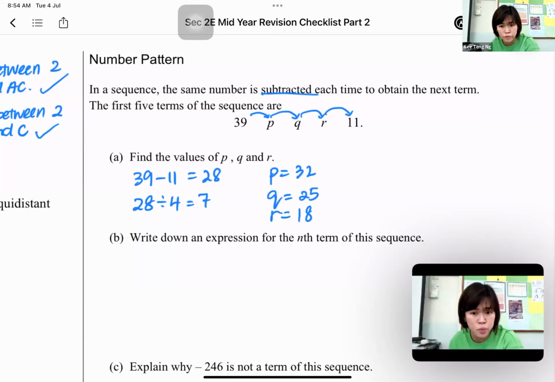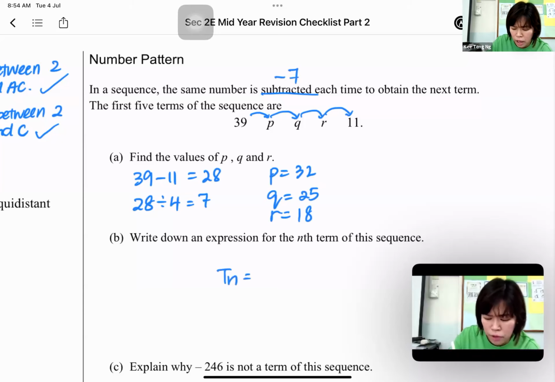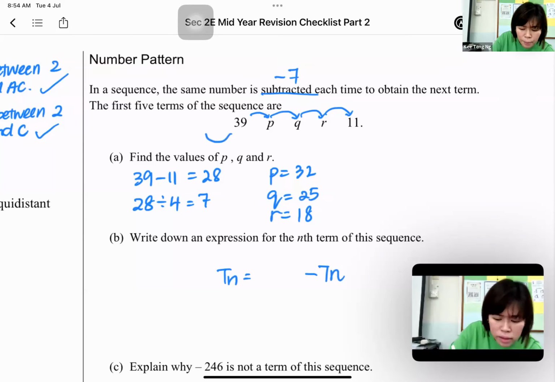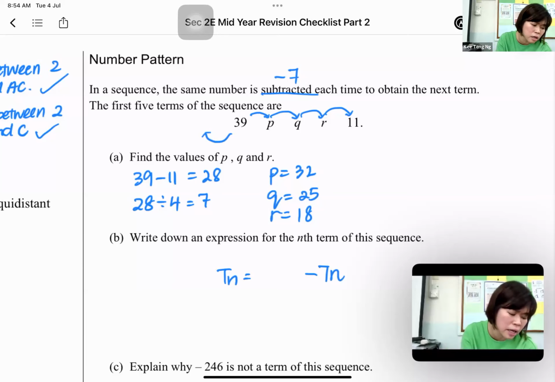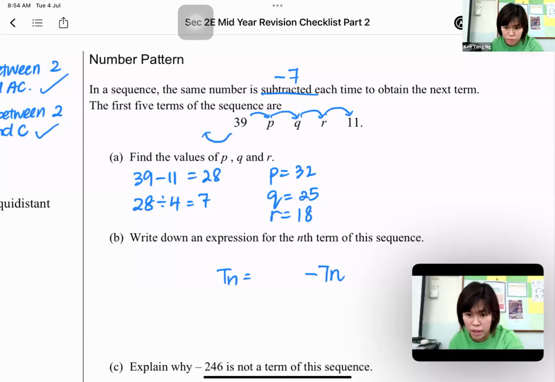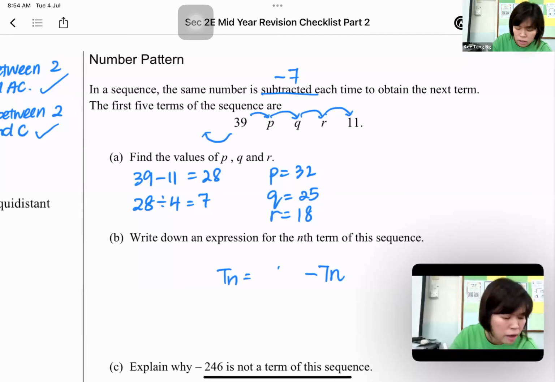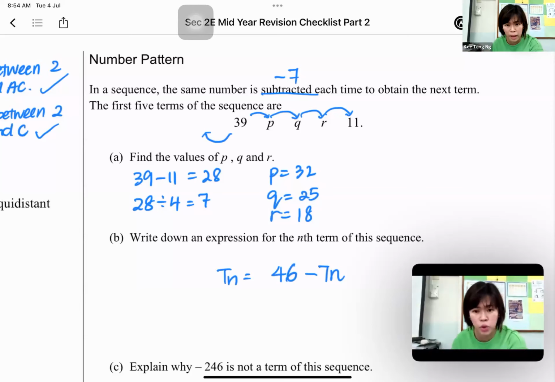Write down the expression for the nth term of this sequence. So I know that it's subtracted by 7. So when we subtract by 7 every time, my nth term will definitely have minus 7n. But I need to check what number minus 7 can give me 39? So I add another 7 to 39, right? So I get the number 46. So this will be my expression for the sequence.